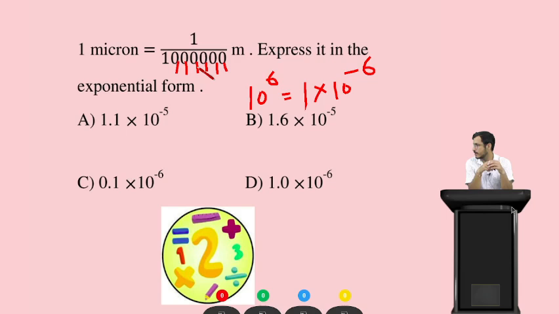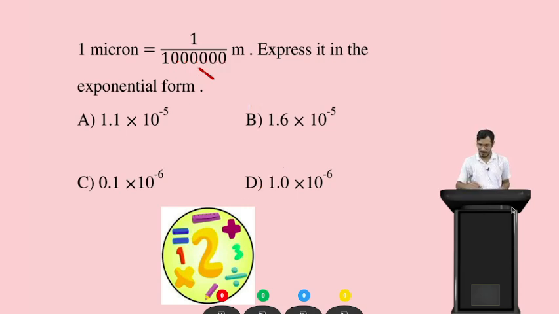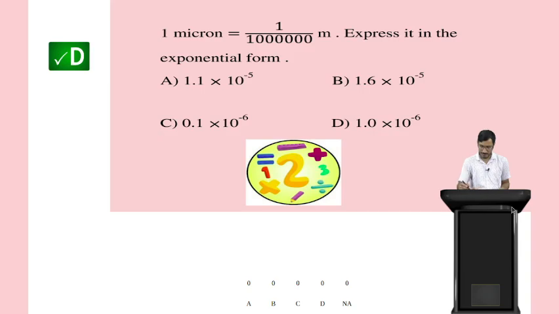So the right answer is option D here. You can see 1.0 into 10 to the power minus 6. So option D will be the right answer here. Okay. Now let's move to the next part.